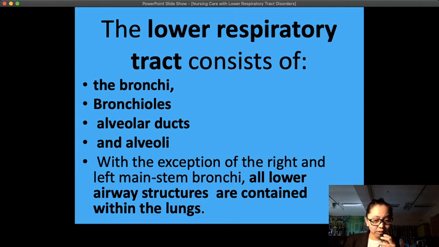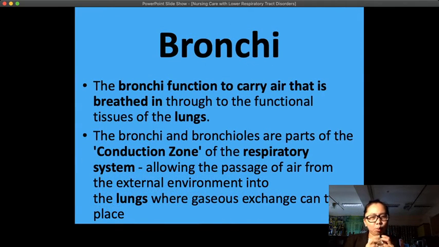Not outside. All right. So what is a bronchi? Okay? Bronchi, okay, what is the function of a bronchi? Is to carry air that is breathed in through to the functional tissues of the lungs. The bronchi and bronchioles are parts of the conduction zone of the respiratory system, allowing the passage of air from the external environment into the lungs, where gaseous exchange can take place.